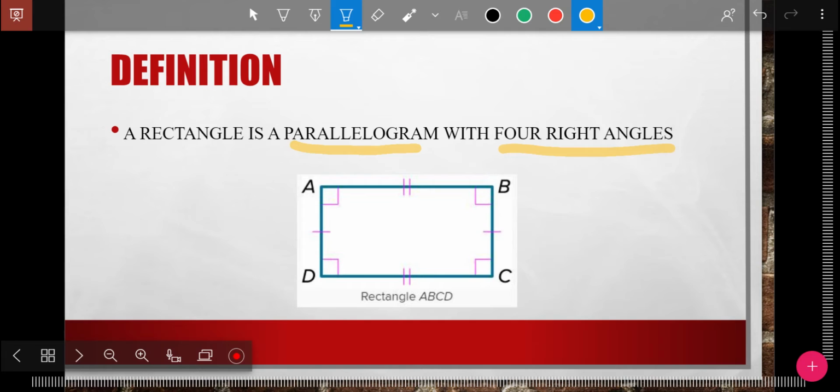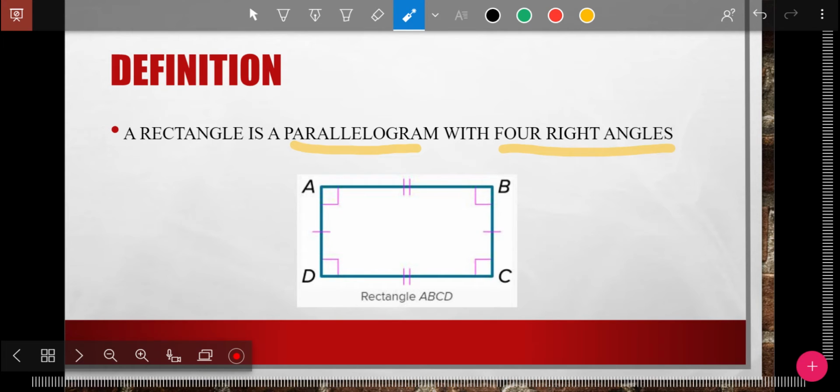So parallelogram means all the rules apply for a parallelogram. We know diagonals bisect each other. We know opposite angles are congruent. Of course, they're all right angles, so that's obvious. We know consecutive angles are supplementary. Well, they're all right angles, that's obvious. We know opposite sides are congruent. Why? It's a parallelogram. And we also know opposite sides are parallel.